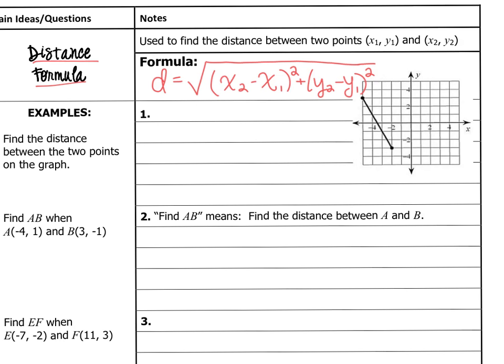For question number 1, we're going to find the distance between the 2 points on the graph. So the first point I see here is -2, -3, and the second point is -5, 3. So what I want to do is plug these values into the distance formula.